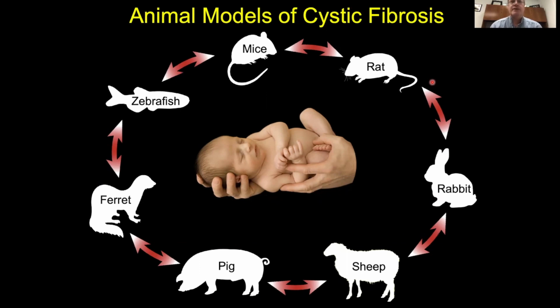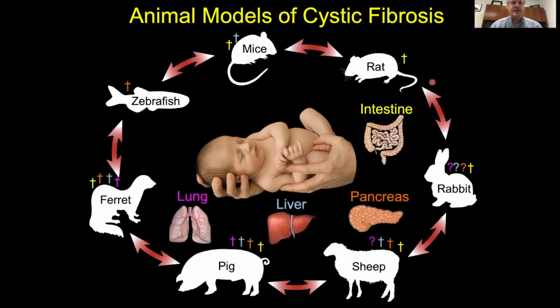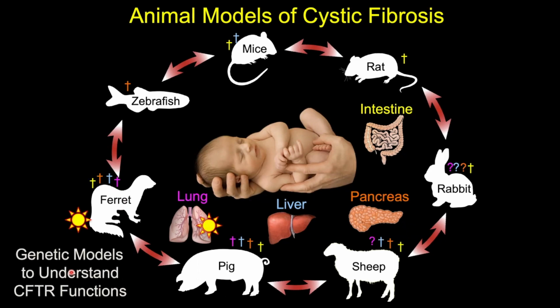Mammalian models all develop intestinal complications as a result of CF and very extensive pancreatic, hepatic, and lung disease. However, ferret and pig models are the only models to date that have been shown to spontaneously develop lung disease. Today, I'm going to be discussing the use of genetic ferret models to understand CFTR function in the lung.